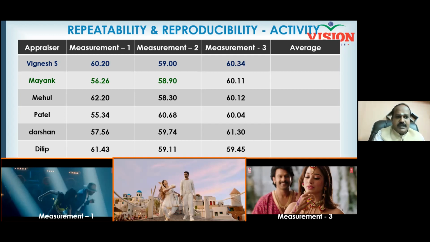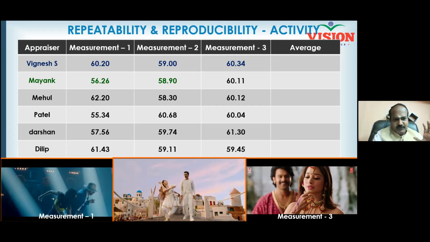All of you understand what I did now? Vignesh measured 60 seconds 3 times. First time he gave me 60.2. Second time he gave me 59. Third time he gave me 60.34. Now, the error committed by Vignesh is called the repeatability error. Actually, he should have given me three readings the same. Why? Because all the 3 parts are the same part only.